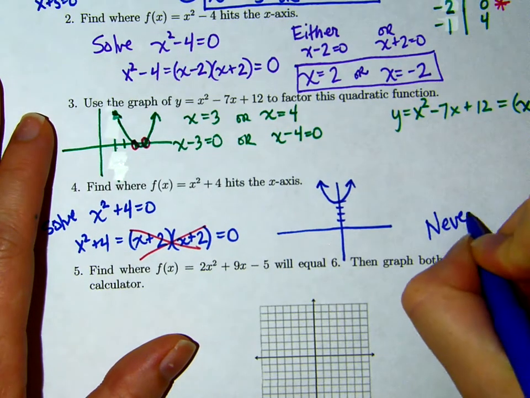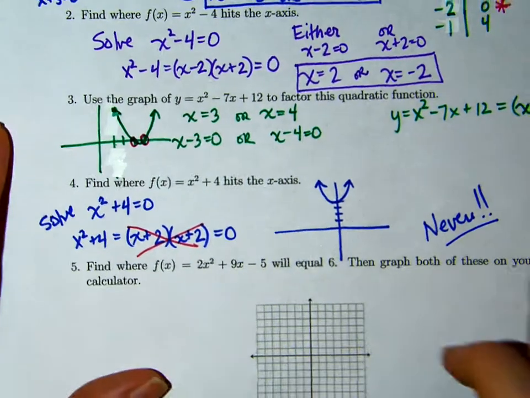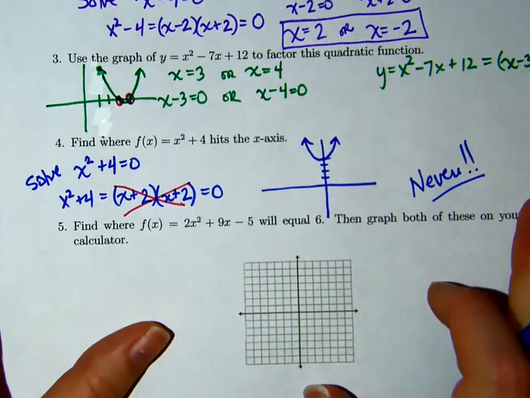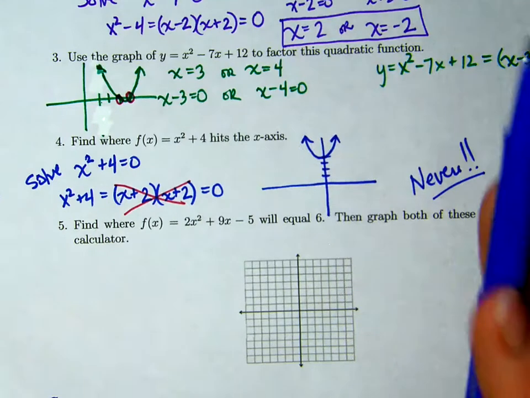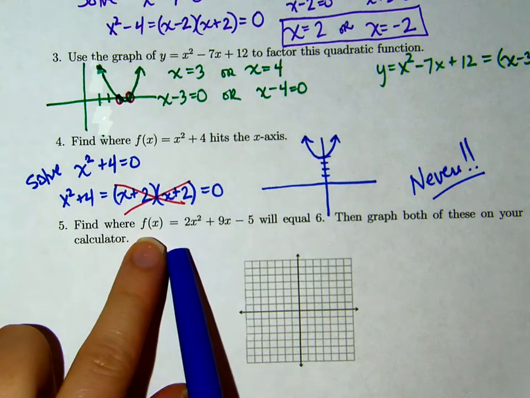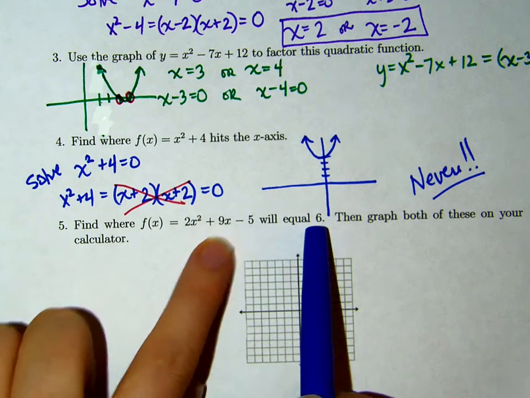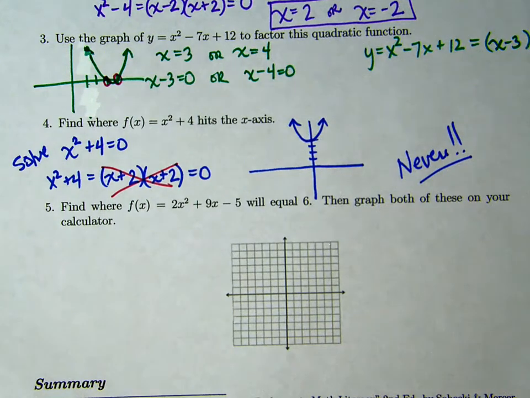And say, never. It never hits the x-axis. It starts above it and goes higher. Find where y equals 2x squared plus 9x minus 5 will equal 6. Then graph both of these.